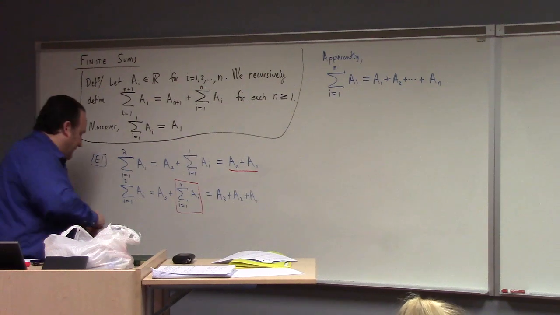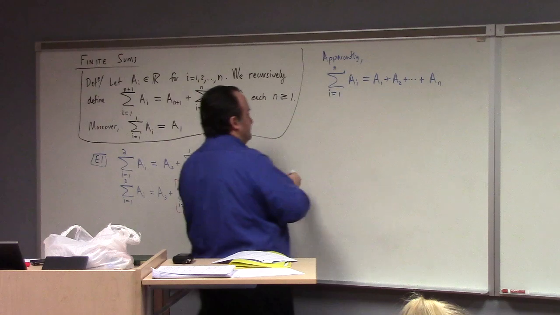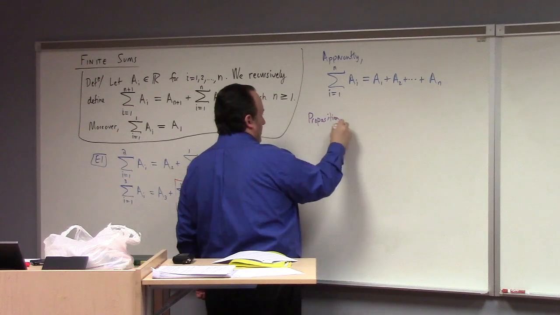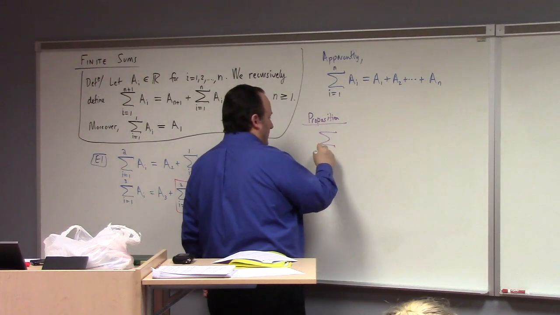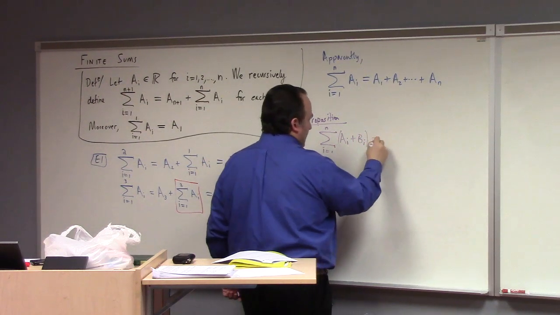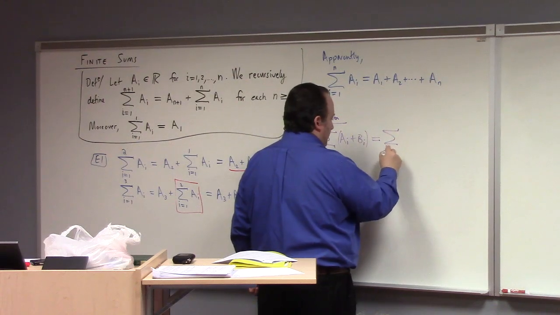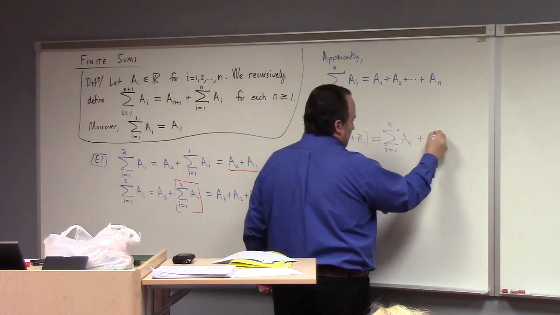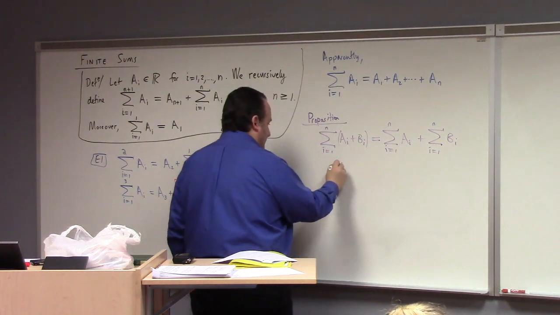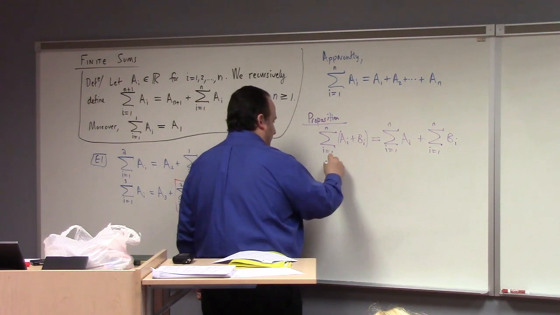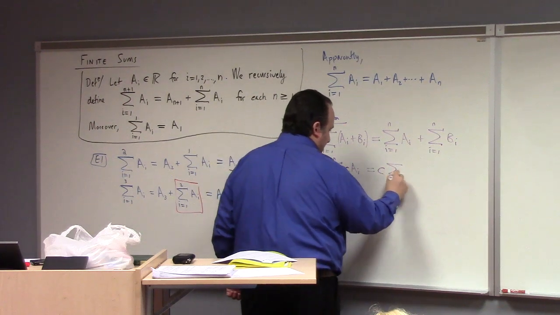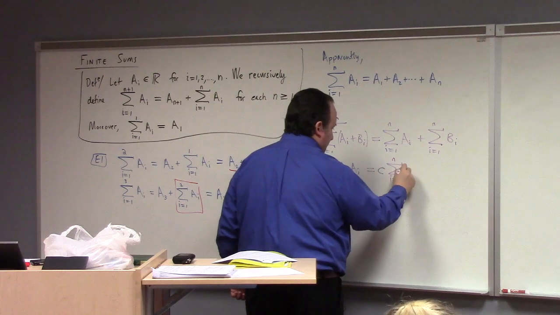The first theorem we can prove about this proposition is that if we have the sum i equals 1 to n of a sub i plus b sub i, that's equal to the sum i equals 1 to n of a sub i plus the sum i equals 1 to n of b sub i. And also, if we have the sum i equals 1 to n of a constant times a sub i, it's equal to a constant times the sum i equals 1 to n of a sub i.